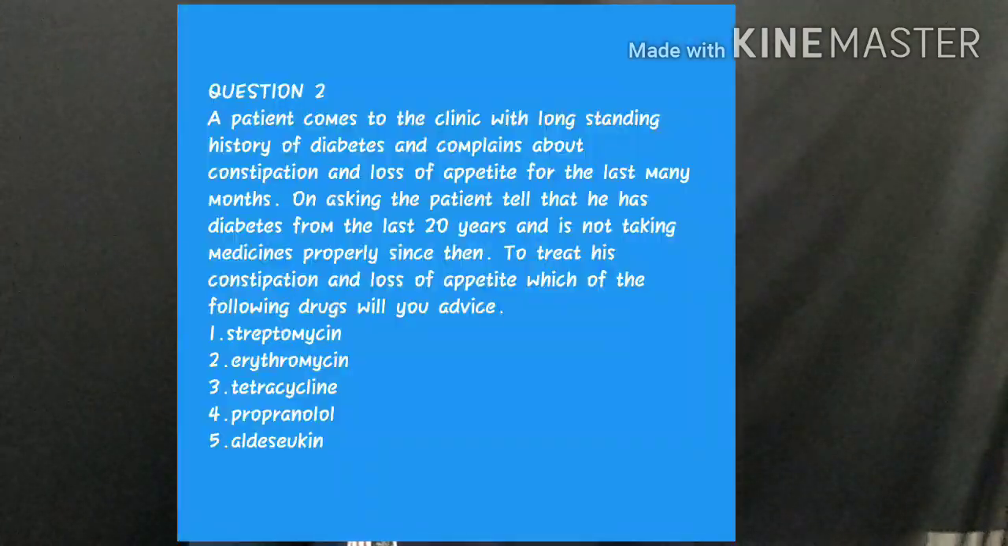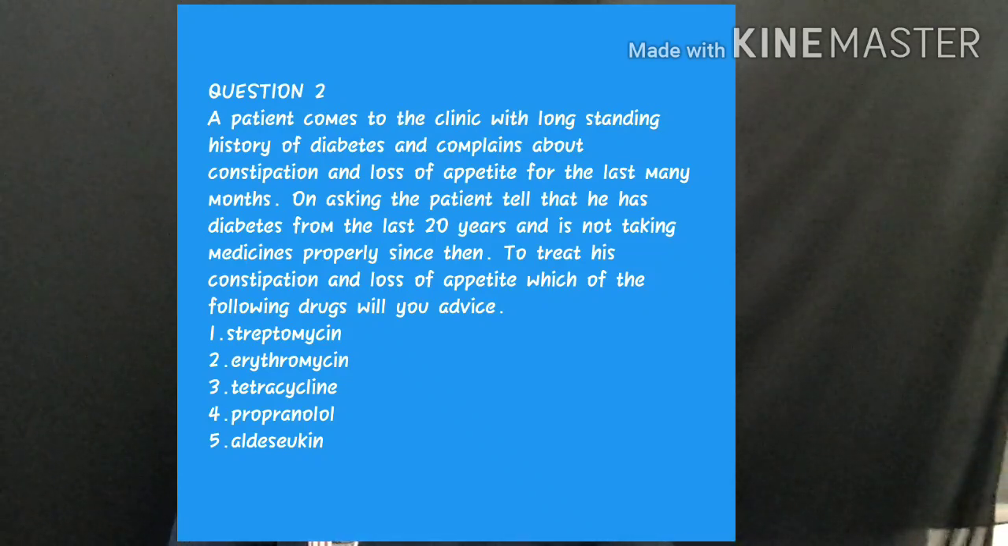Question number 2. A patient comes to the clinic with long-standing history of diabetes and complains about constipation and loss of appetite for the last many months. On asking, the patient tells that he has diabetes for the last 20 years and is not taking medicines properly since then. To treat his constipation and loss of appetite, which of the following drugs will you advise? So the answer to this question is option number 2, erythromycin.